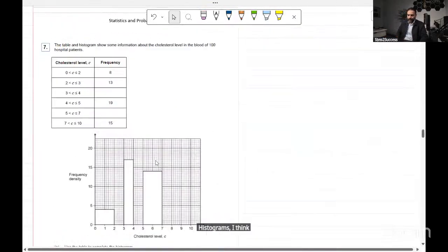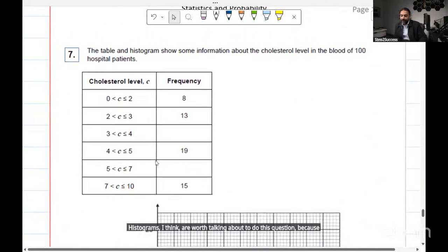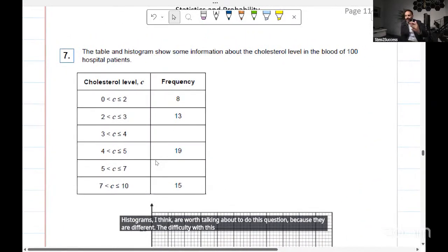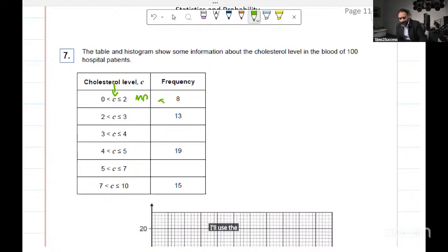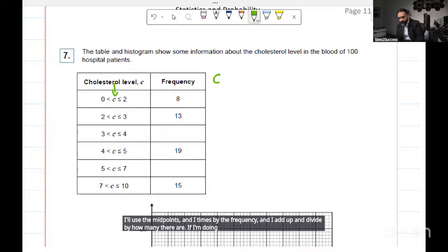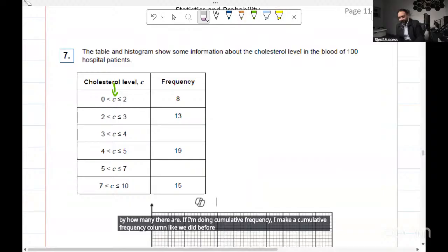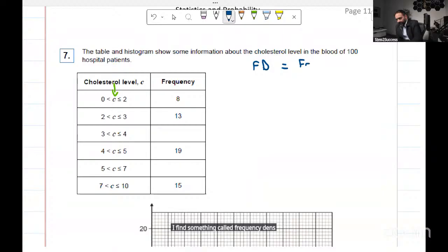Histograms, I think, are worth talking about for this question because they are different. The difficulty with this whole topic, by the way, is the slightly different thing you do every time depending on what the question is. So sometimes, if I've been asked the mean from a table like this, I use the midpoints and I times by the frequency and I add up and divide by how many there are.